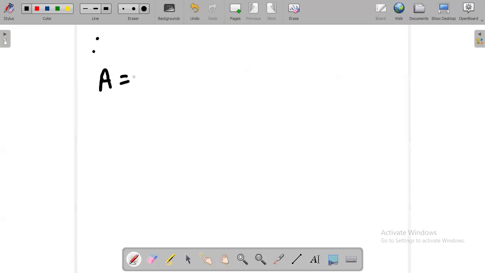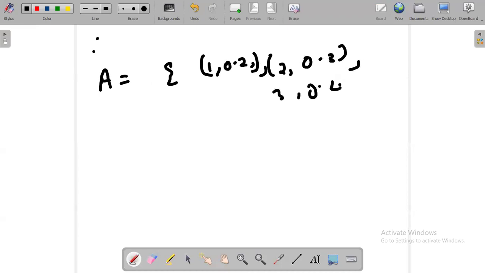Okay. A equal to 1 comma 0.2. This is my first element. 2 comma 0.3. I'll take one more element, 3 comma 0.4. This is my set with the membership values. Now what I'll say here is that alpha equal to, sorry, 0.3.